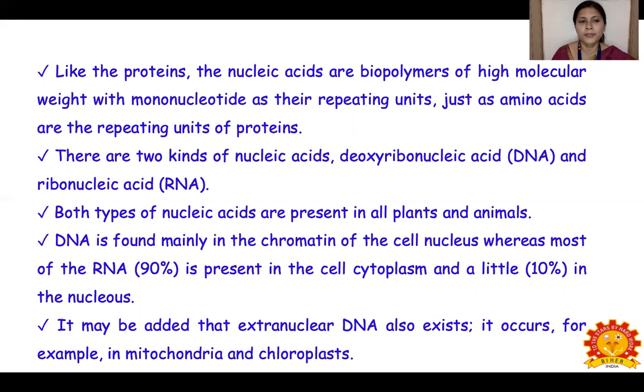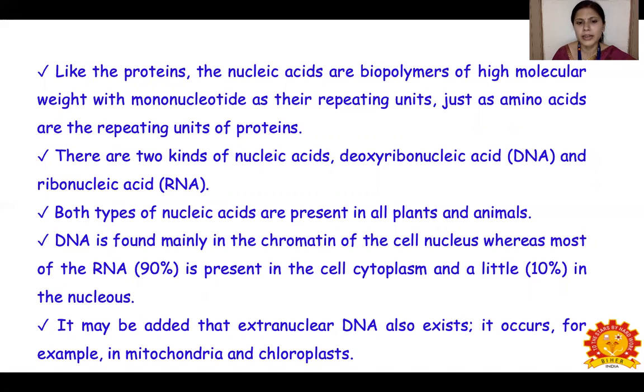So like the proteins, the nucleic acids are biopolymers of high molecular weight with the mononucleotide as their repeating unit. So the nucleotides are the monomers which make the polymers of nucleic acid, just as the amino acids are the repeating units of the protein. So there are two kinds of nucleic acid. One is deoxyribonucleic acid, in short form we call it DNA. And another one is ribonucleic acid, that is RNA.